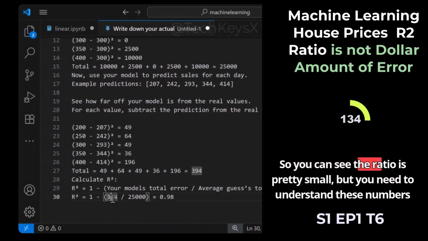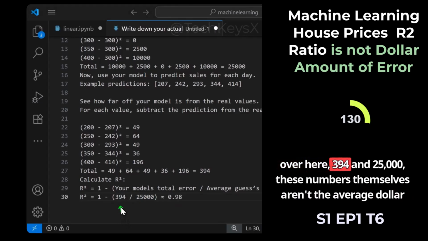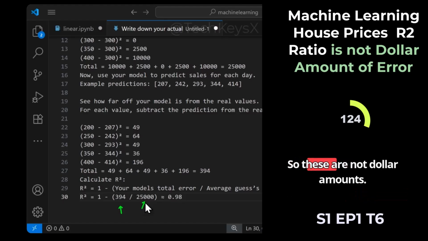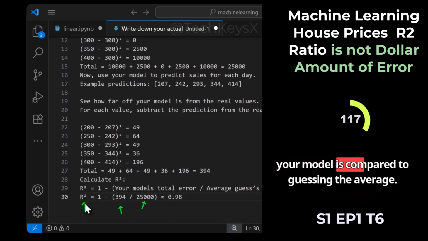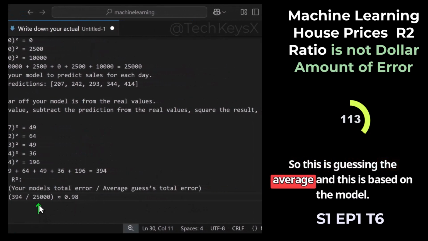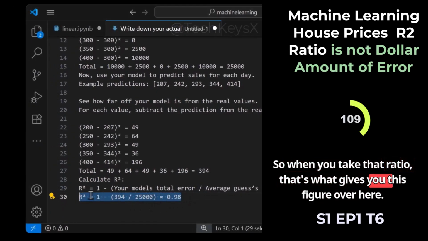So you can see the ratio is pretty small, but you need to understand these numbers over here, 394 and 25,000. These numbers themselves aren't the average dollar error. So these are not dollar amounts. They are used to calculate the R2 figure over here, which tells you how good your model is compared to guessing the average. So this is guessing the average, and this is based on the model. When you take that ratio, that's what gives you this figure over here.